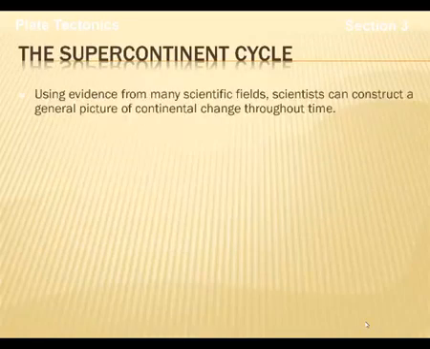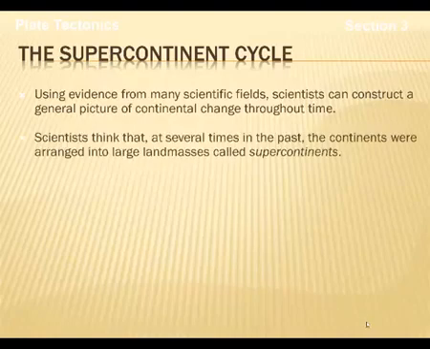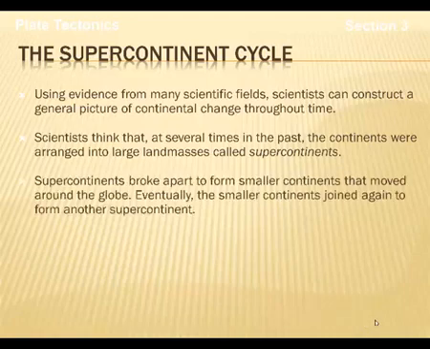The supercontinent cycle. So using a number of different evidences, scientists have constructed a general picture of what they think the continents may have looked like prior to where they are currently. Scientists think that over many times in the past, the continents were arranged in large land masses. These large land masses were called supercontinents. Those supercontinents eventually broke apart or rifted apart to form the current smaller continents that we have throughout the planet.